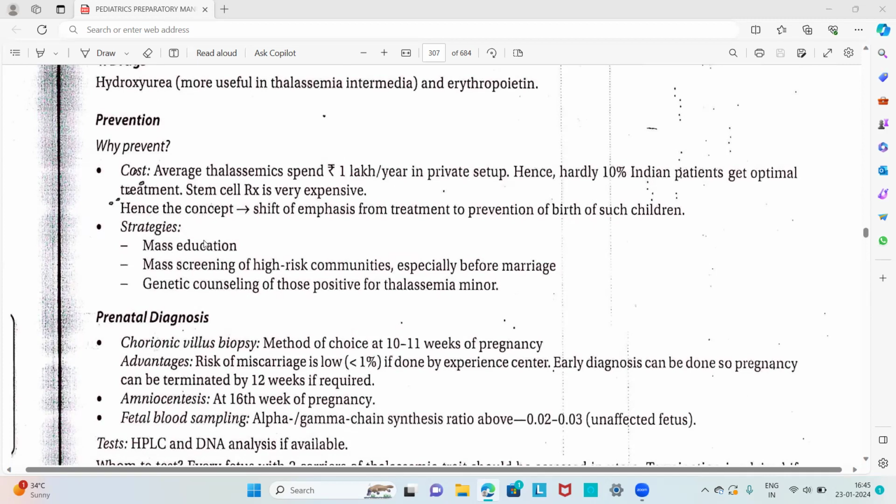Prevention strategies are mass education of the people, then mass screening of high-risk communities, especially before marriage, and genetic counseling of those positive for thalassemia. That is, if either partner is positive, we have to go for genetic counseling also. These are the preventive methods: mass education, mass screening of the high-risk communities, especially before marriage, and genetic counseling.